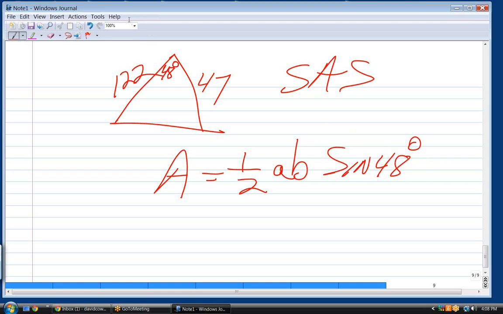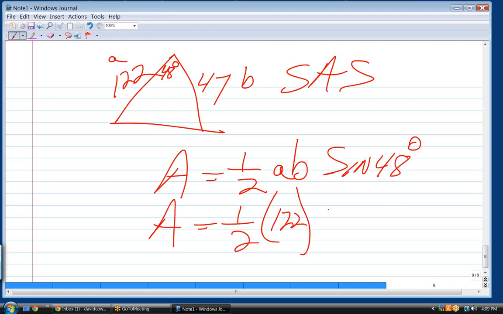Okay. Where this is A, this is B. So what would this be? The area would be 1/2 times 122 times 47, times the sine of 48 degrees. Okay.